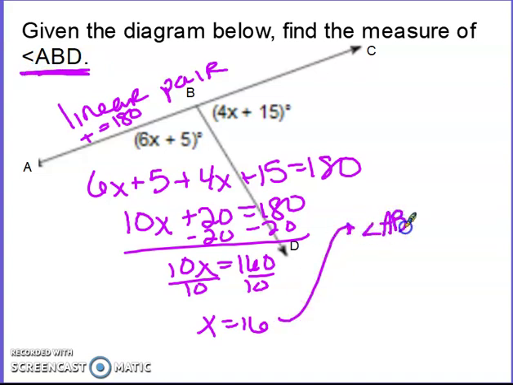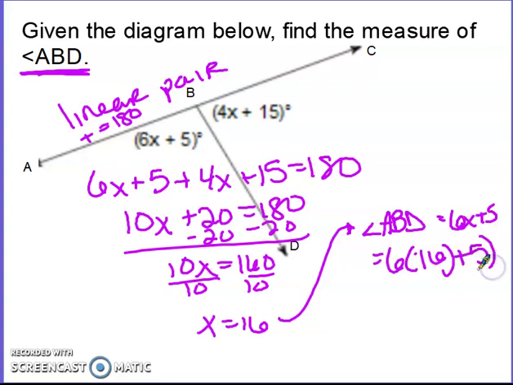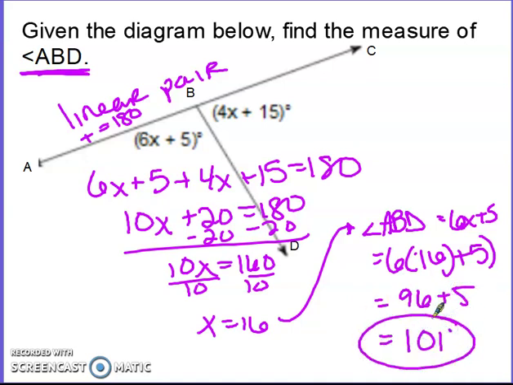So, angle ABD is equal to 6x plus 5. So I'm going to take 6 times 16 plus 5. So 96 plus 5 gives me 101 degrees. So the measure of angle ABD is 101.